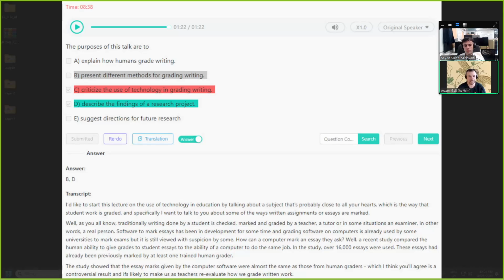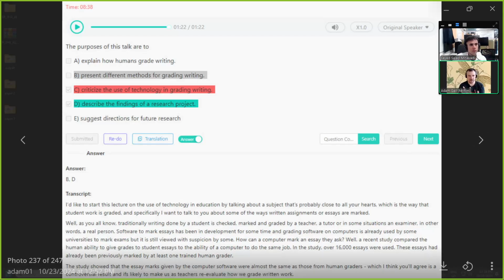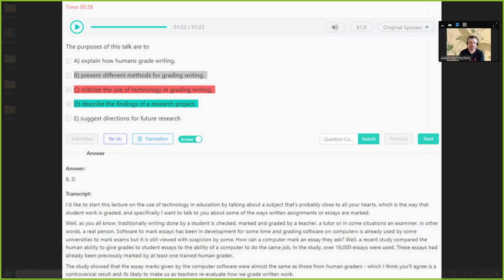In the study, over 16,000 essays were used. These essays had already been previously marked by at least one trained human grader. The study showed that the essay marks given by the computer software were almost the same as those from human graders, which I think you'll agree is a controversial result and is likely to make us as teachers reevaluate how we grade written work. So he's kind of said that there's at least two different ways that writing can be graded. So he's presenting different methods by a human or by a computer.